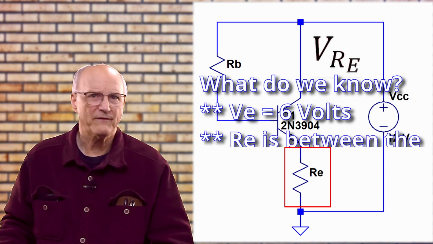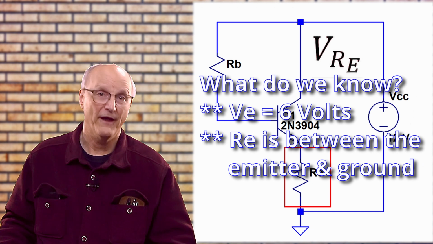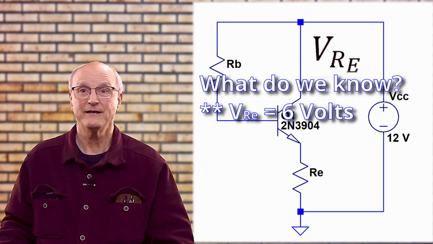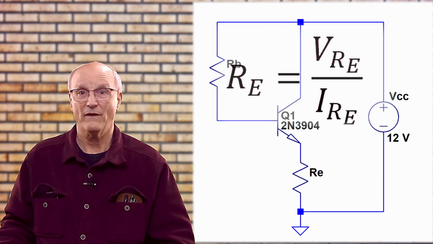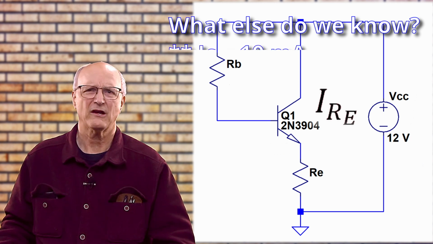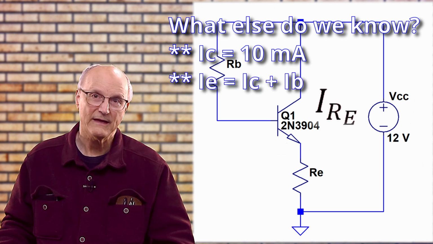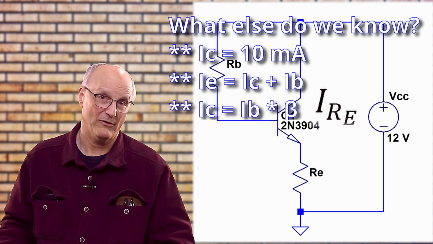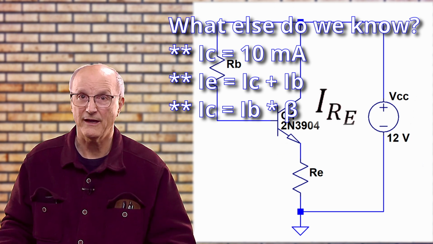We also know that the emitter resistor exists between the emitter and ground. Therefore, we know the voltage across the emitter resistor, V sub RE, is the same as the emitter voltage, or 6 volts. Now we have to figure out what the current through it is. So what else do we know? Well, we know the collector current is 10 milliamps. And we know the emitter current is the collector current plus the base current. And we know that the collector current is the base current times the DC current gain.